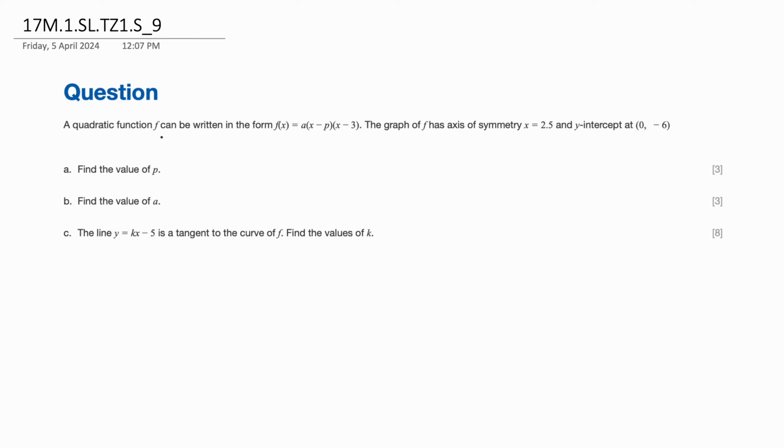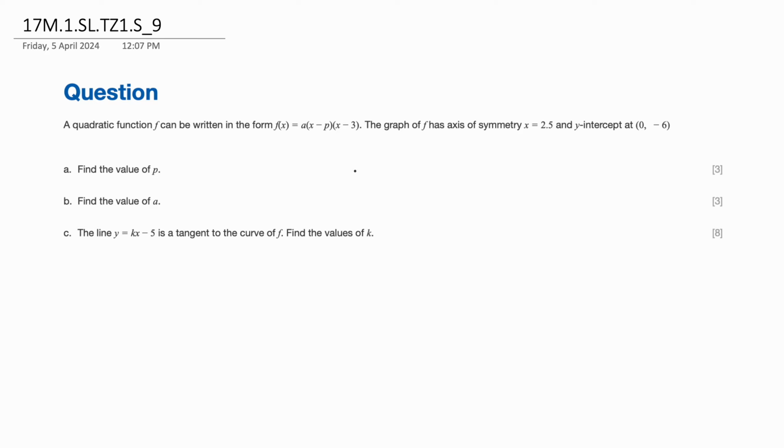A quadratic function f can be written in the form f of x is equal to a times (x minus p) times (x minus 3). The graph of f has axis of symmetry at x is equal to 2.5 and the y-intercept at (0, negative 6). There are three parts to this question. Find the value of p, find the value of a, and finally part C, the line y is equal to kx minus 5 is the tangent to the curve of f, find the value of k. The question is split into 3, 3 and 8 marks, so it's a total 14 mark question.